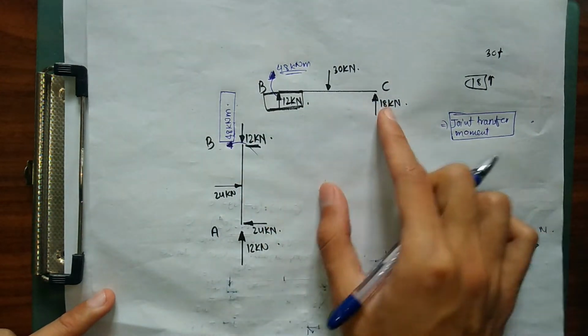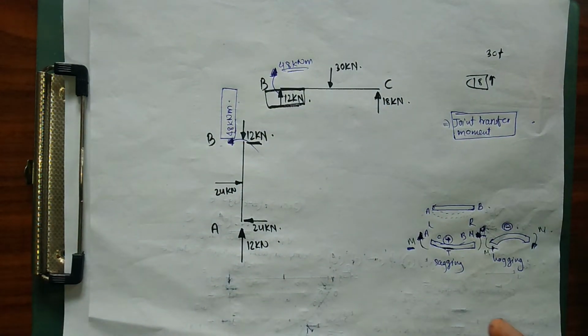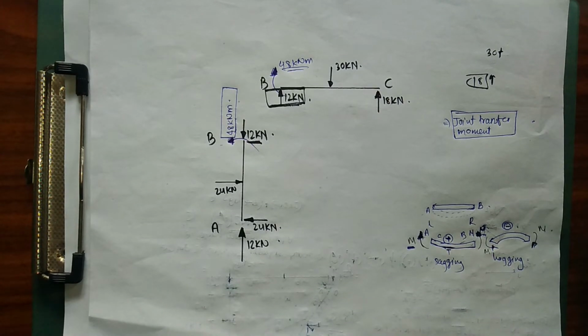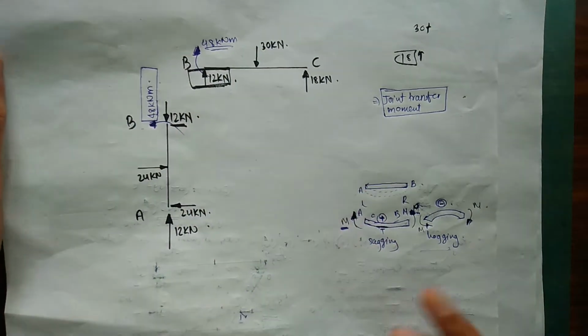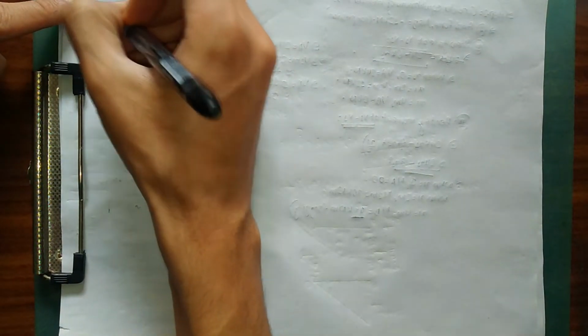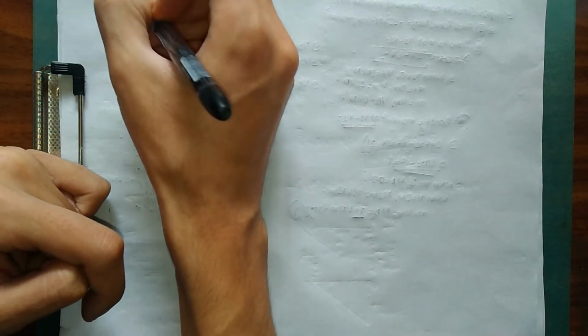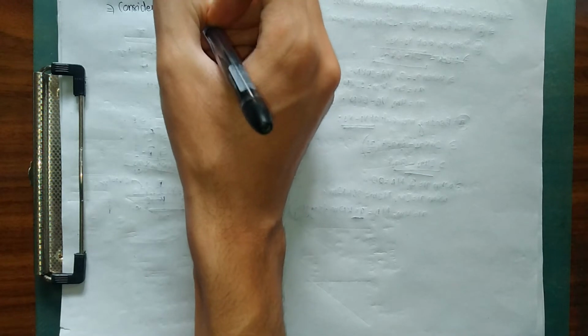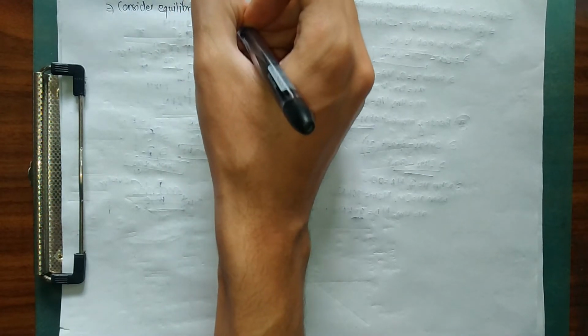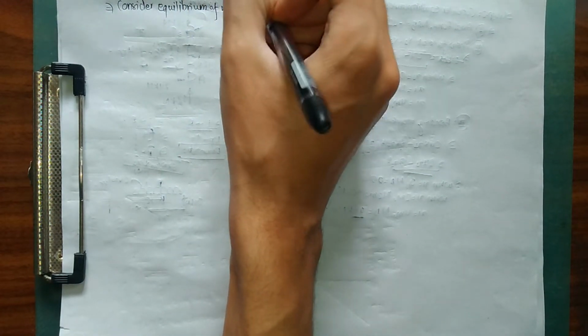Hope you understood till over here. If you haven't, you can comment down below and I'll answer you there. So now we are going to consider our equilibrium of member BC. Like for our AB, we are going to calculate our axial force, shear force, and bending moments respectively. Let me write down: consider equilibrium of member BC, and we are going to draw every force acting over here.